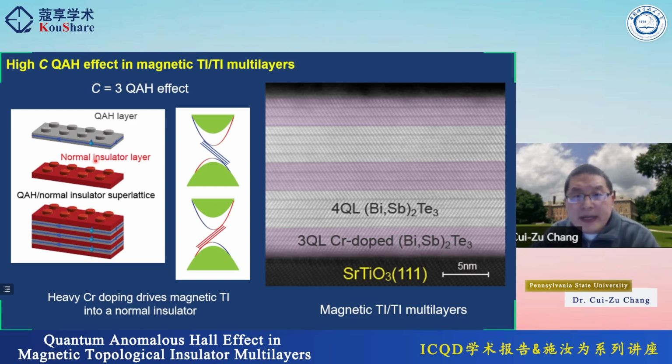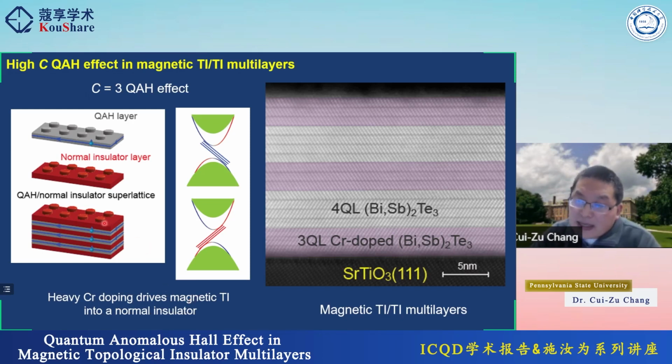We know that the magnetic dopants, for example, as I just showed you, chromium and vanadium, are pretty light elements in the periodic table, just in the first row of the transition metals. So they are much lighter than bismuth or antimony in the topological insulator. So magnetic doping in the topological insulator with chromium or vanadium will reduce the spin-orbit coupling, and heavy magnetic doping might drive the magnetic topological insulator into a normal insulator regime. At the same time, the heavily magnetic doped topological insulator may share the same lattice structure with the undoped topological insulator. This is the idea underlying our experiment.